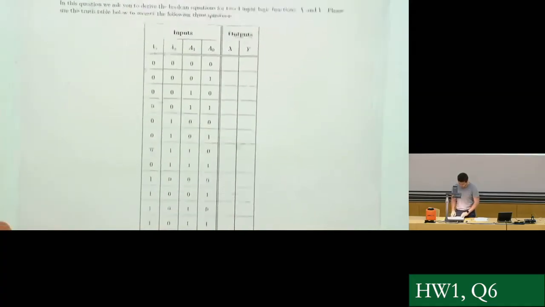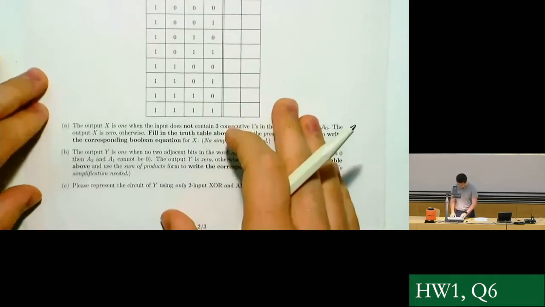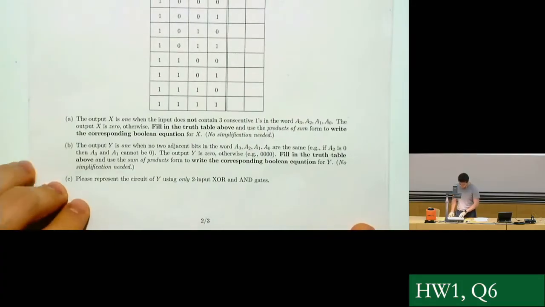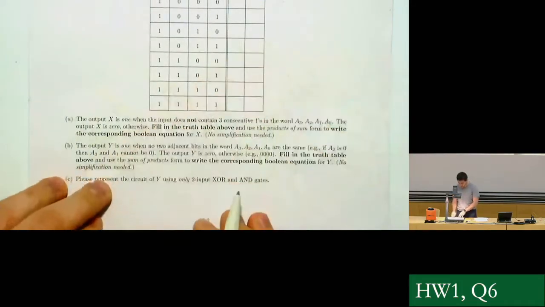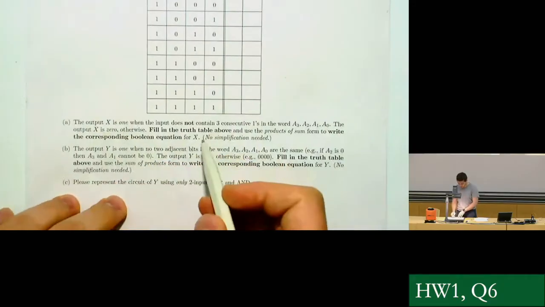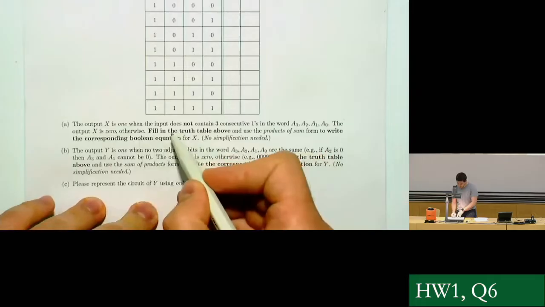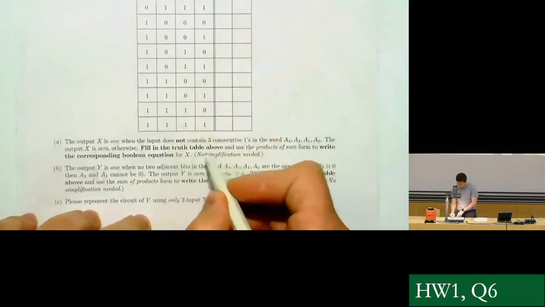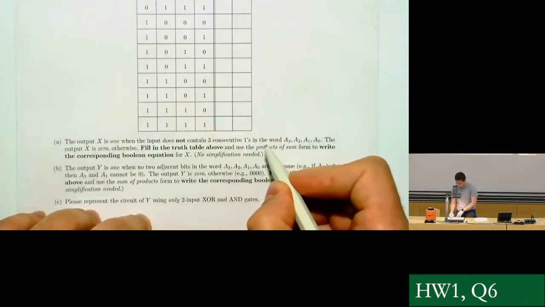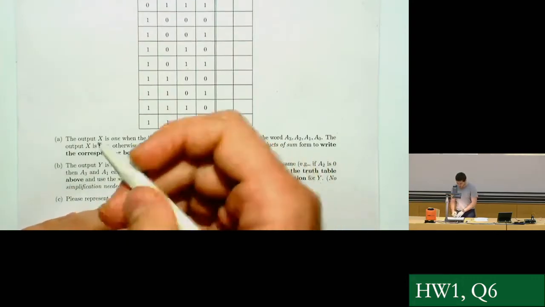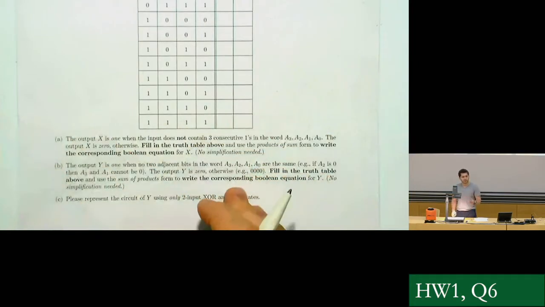So let's look at the first question here. It says, describe X first. X is 1 when the input does not contain 3 consecutive ones in the word A3 to A0. In other words, it is 0 when it contains 3 consecutive ones.